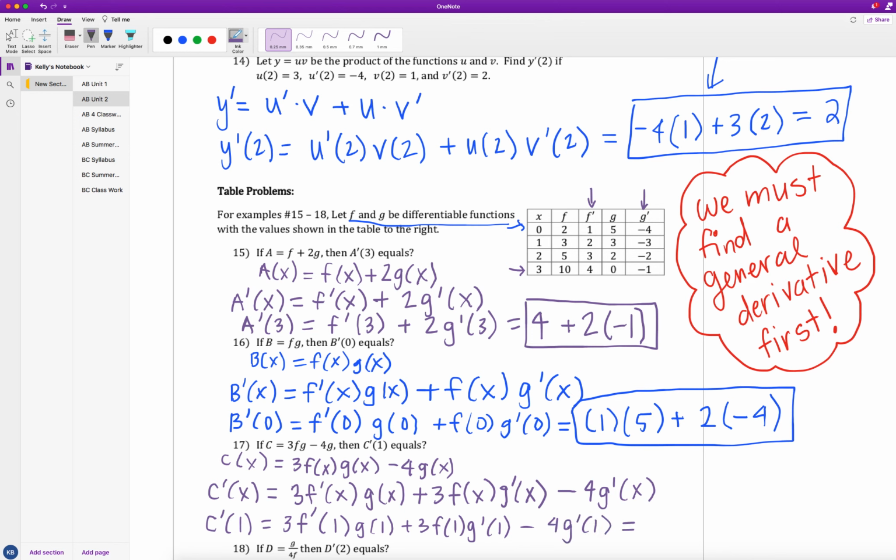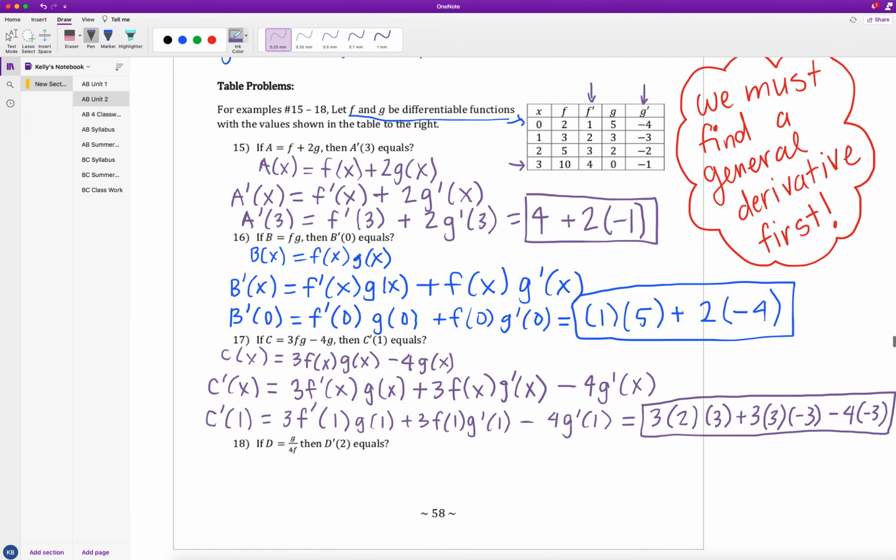Why don't you guys find all those values that you need in the table, and then we will check it together. So the first one, I still have that 3. F prime of 1 is going to be equal to 2. G of 1 is going to be equal to 3. Then I have plus that 3 again. F of 1 is going to be equal to 3 as well. G prime of 1 is negative 3. There we go. And then I have minus 4 times g prime of 1, that is negative 3. So there is our whole long answer, and we could simplify it down if we wanted to. But I'm going to have us leave that.